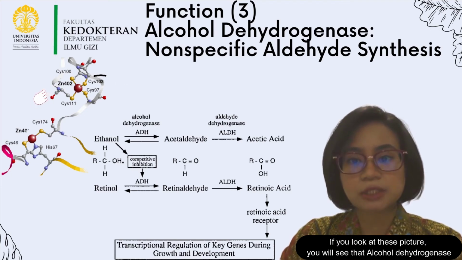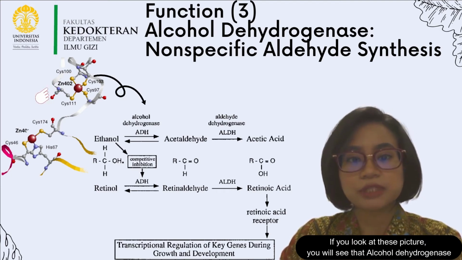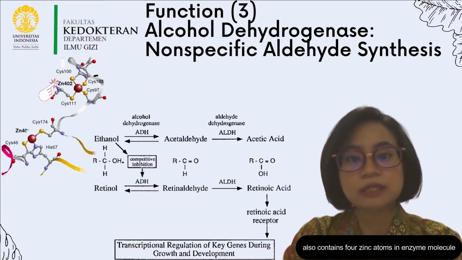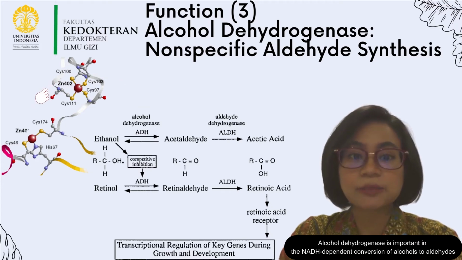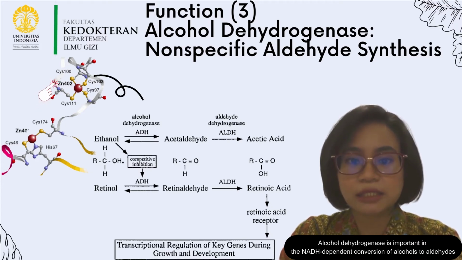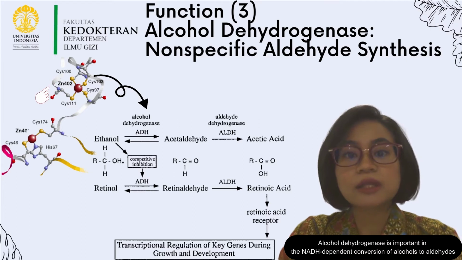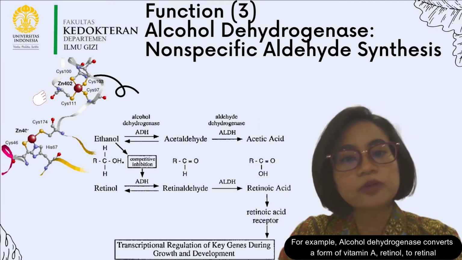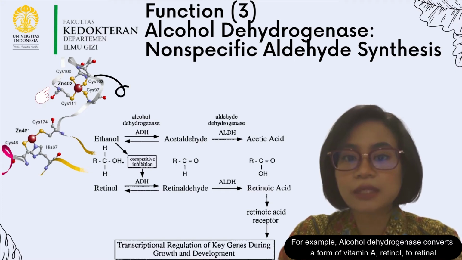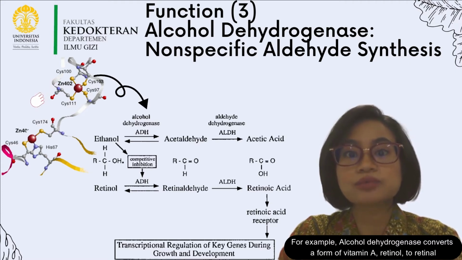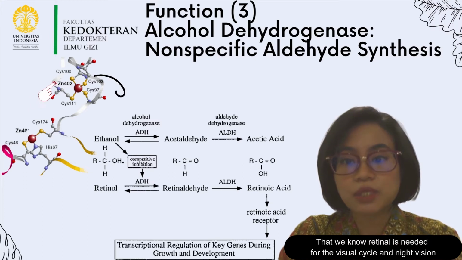If you look at this picture, you will see that alcohol dehydrogenase also contains 4 zinc atoms in the enzyme molecule. Alcohol dehydrogenase is important in the NADH-dependent conversion of alcohols to aldehydes. For example, alcohol dehydrogenase converts a form of vitamin A, retinol, to retinal, and we know that retinal is needed for the visual cycle and night vision.